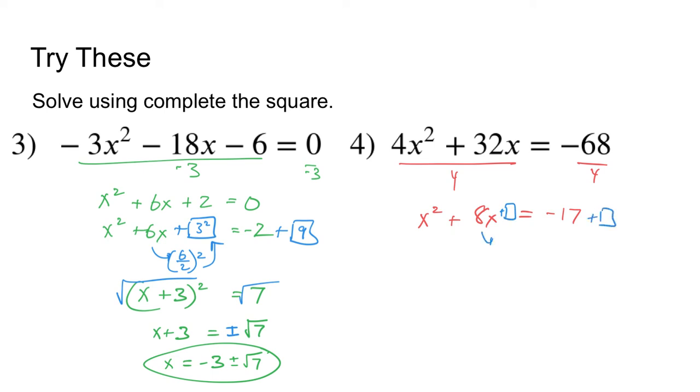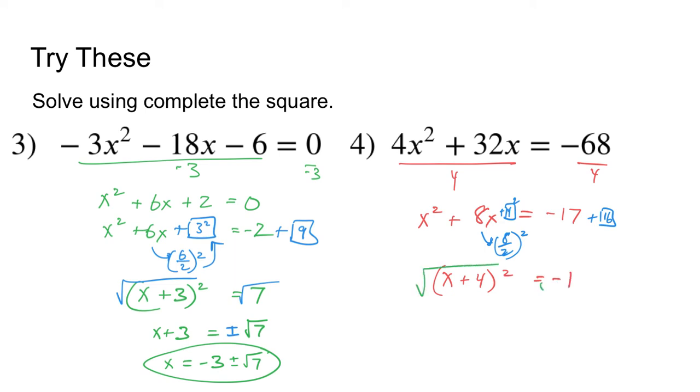All right, so now I just got to figure out what's in the box. And again, it'll be that 8 divided by 2 squared that'll add to both sides. So 4 squared, which is in fact 16. So that will make this left-hand side turn into x plus 4 squared. I got the negative 17 plus 16, which is negative 1.